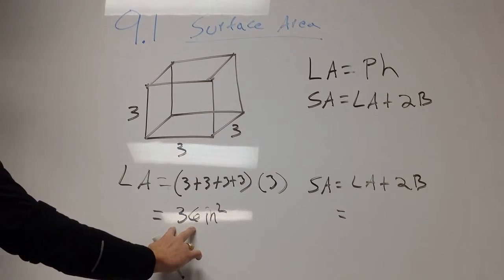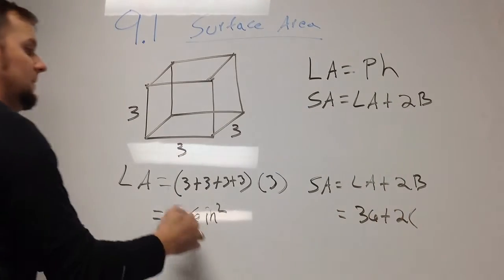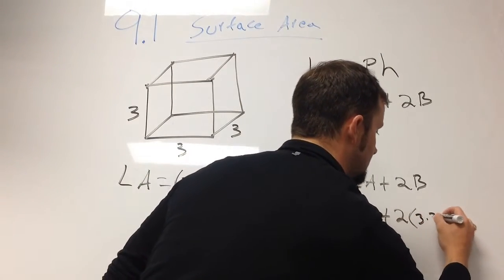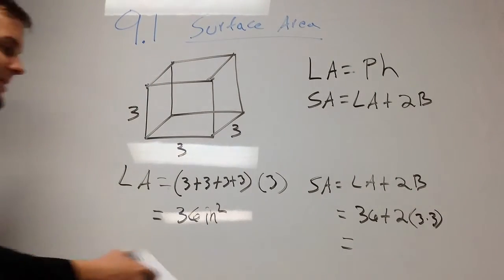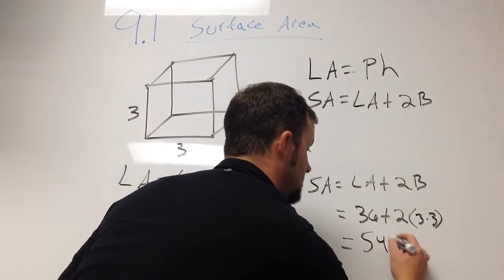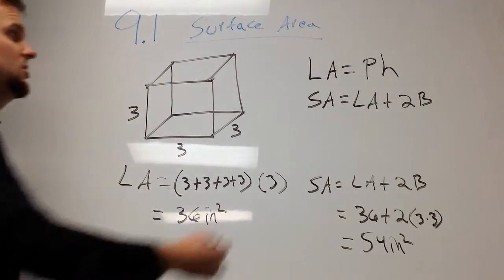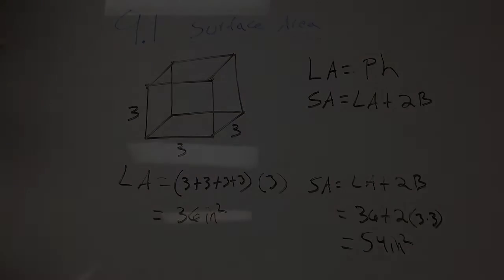So again, my lateral area is 36. And I'm going to add 2 times the area of the base, which is my length times width, so 3 times 3. Whenever I multiply it out and solve it, I should get 54 inches squared. And literally, guys, this is how easy it is plugging all this into the formula. As long as you remember these two formulas, surface area is going to be a piece of cake for you guys.